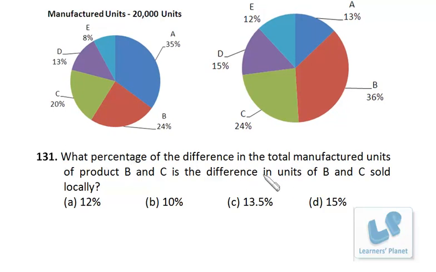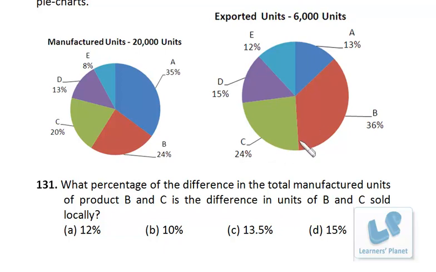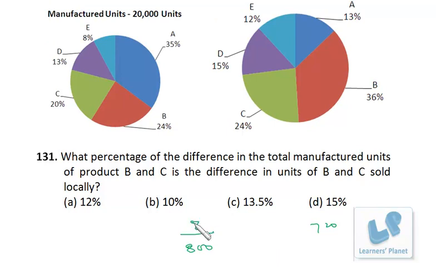Now, what percentage of the difference in the total manufactured units of product B and C is the difference in units of B and C sold locally? Okay, great. 20,000 units are manufactured. So the difference between B and C is 24% and 20%, that is 4%. So 4% of 20,000 is 800 units, right? So that is the difference between manufactured units of product B and C. Now sold locally we have to find out. So between B and C the difference is 12%. Among exported units, the difference between B and C is 12% of 6,000, that is 720, right? Now the difference between 800 and 720, that is 80. So 80 is 10% of 800.